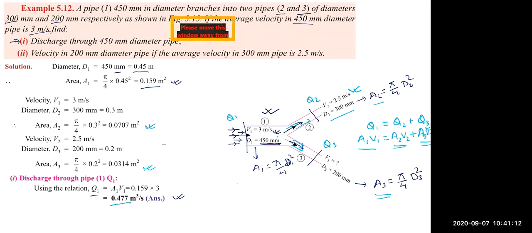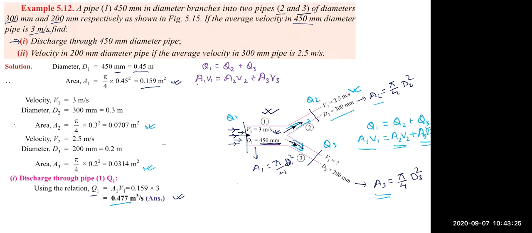Now all of you solve it yourself and tell me the answer. What is the value you are getting as V3? Now you have to solve this and tell me the answer. I'll give you 2 minutes. Everything is in front of you on the screen. I have written Q1 equals Q2 plus Q3. This can also be written as A1 V1 equals A2 V2 plus A3 into V3.